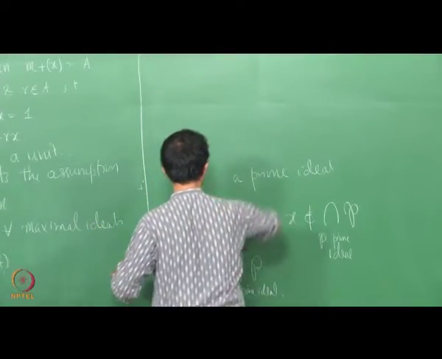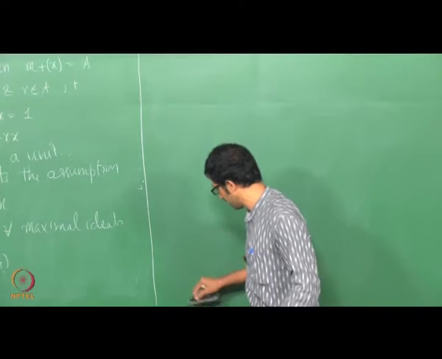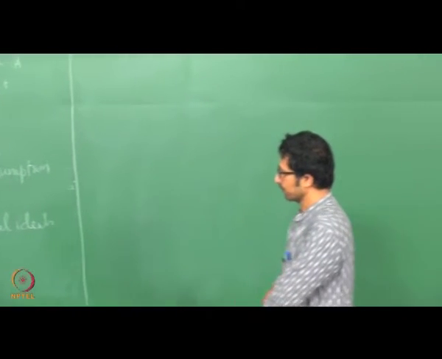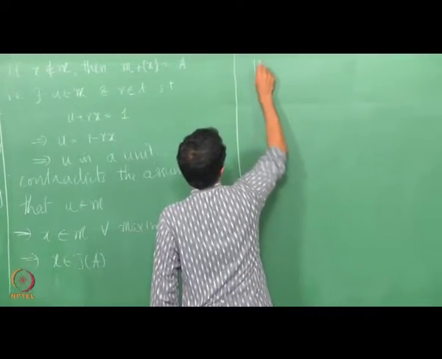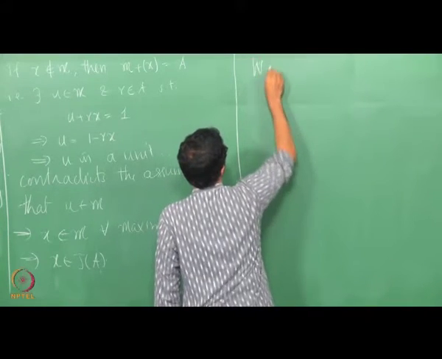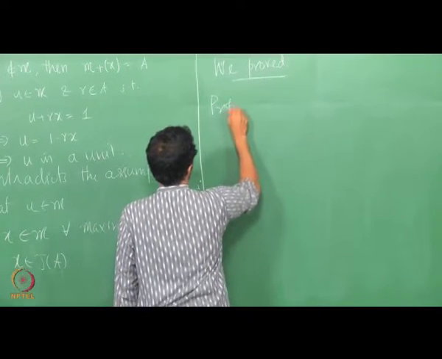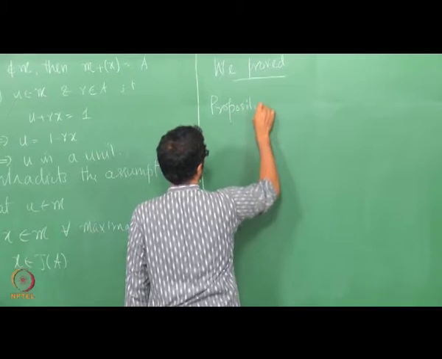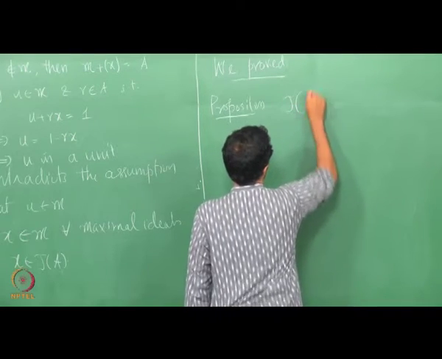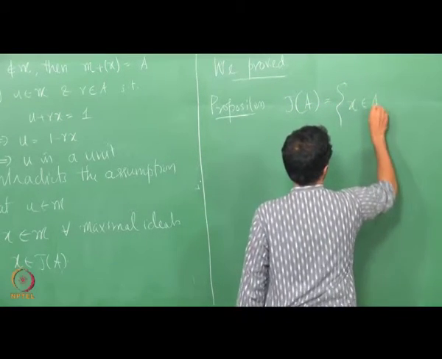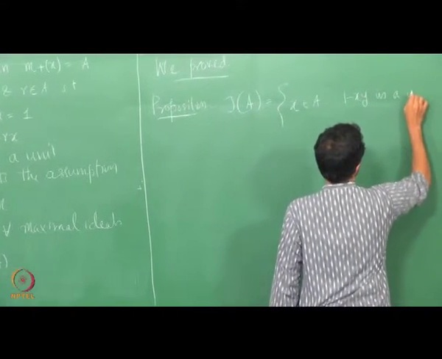So, what have we proved now? We proved that Jacobson's radical is the set of all elements x such that 1 minus xy is a unit for every y in A. Jacobson's radical is equal to the set of all x in A such that 1 minus xy is a unit.